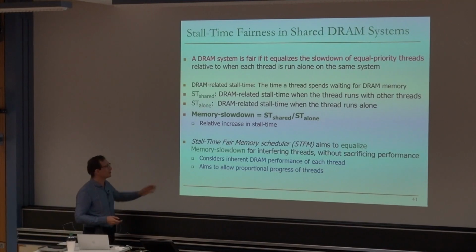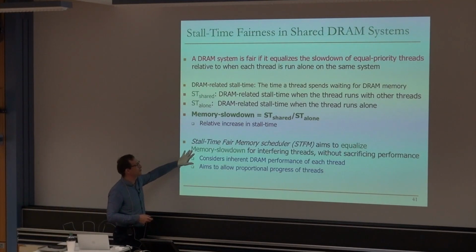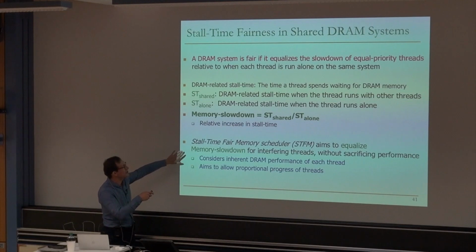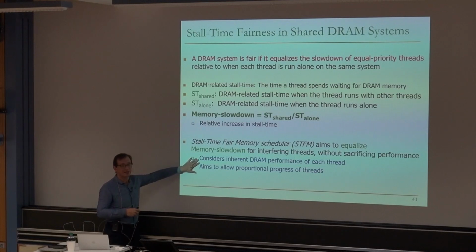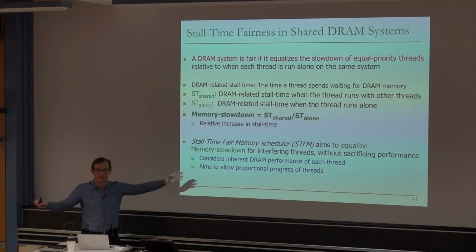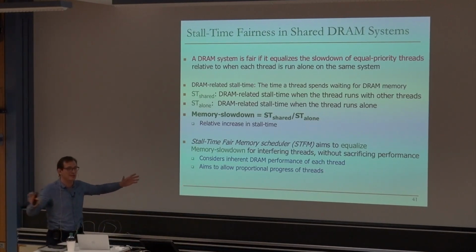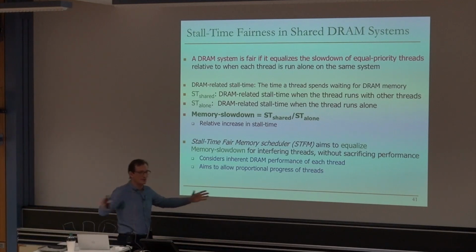And the goal of the stall time fair memory scheduler is to equalize the memory slowdown, this value, for each thread, without sacrificing performance. And the good thing about this is it considers the inherent DRAM performance of each thread. There's a baseline that you divide by, ST alone. You don't want to just equalize the stall times, right? Because threads have extremely disparate requirements in terms of memory. You want to look at the baseline.